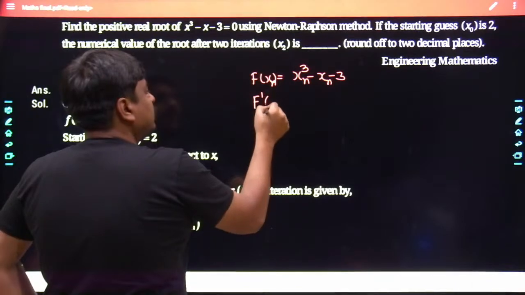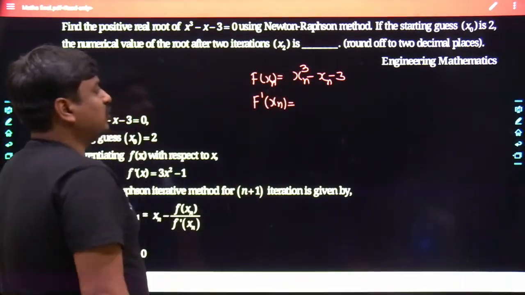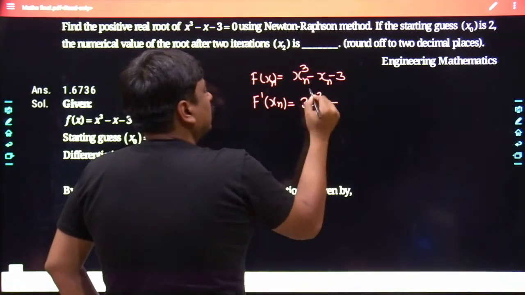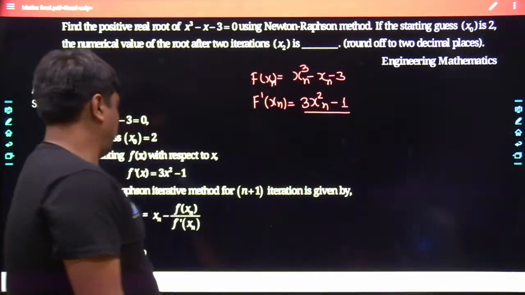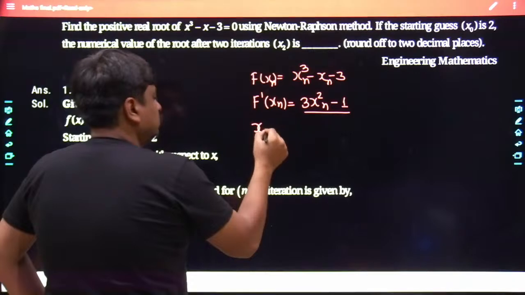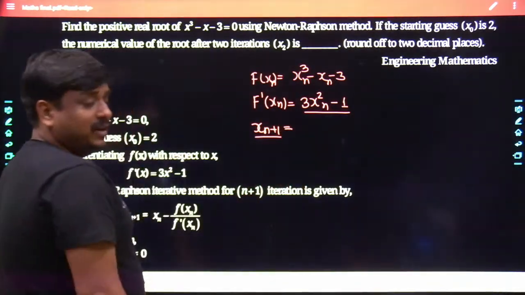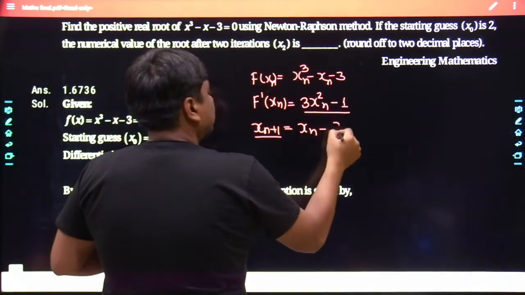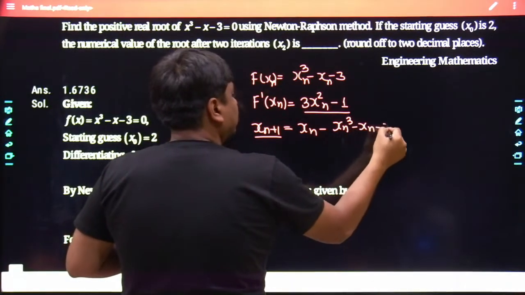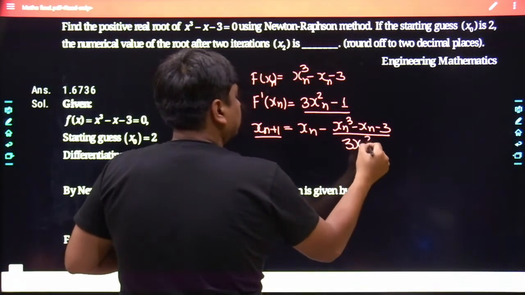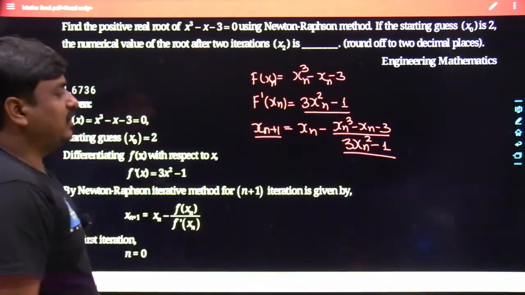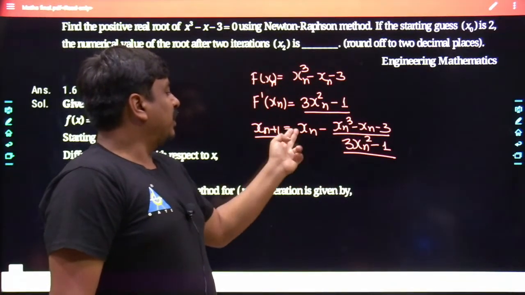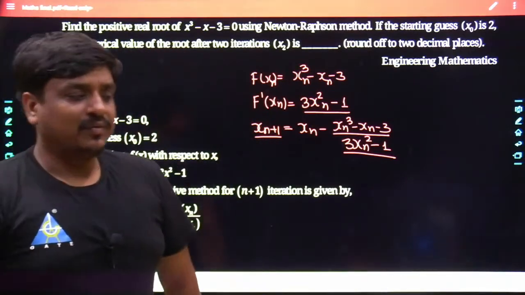Next comes the differentiation of f of xn. Obviously the differentiation of xn cube would take place, and that would simply equal 3 xn square minus 1. So x of n plus 1, which is the next approximated value, would become xn minus f of xn, which is xn cube minus xn minus 3, and in the denominator you will have 3 xn square minus 1. You can take the LCM, and once you take the LCM, in the denominator side you will have 3 xn square minus 1, and it would get multiplied with this, and the numerator would be a bit simplified.